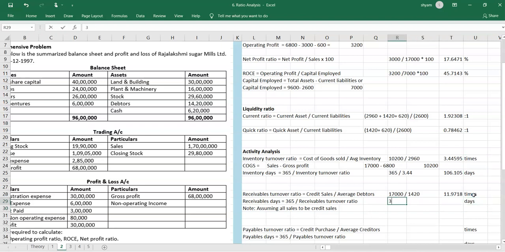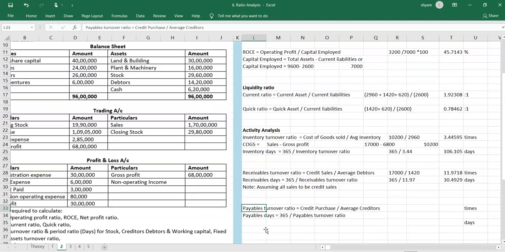So here it would be 365 divided by 11.97. It comes to 30 days. The next one is payables turnover.